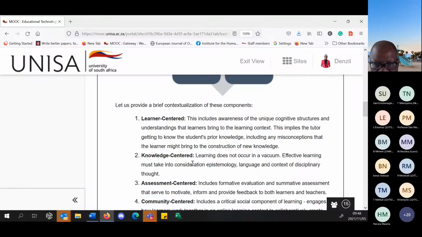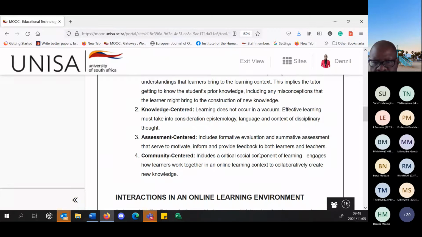Learner-centeredness implies the learner getting to know the content. If you have tutors or teaching assistants as part of the system, it means part of that student's prior knowledge as well. Knowledge-centered means the content, effective learning, making use of considerations of epistemology, language, and context of the discipline taught. Assessment-centered also means the kind of technology that we use to provide feedback to our students and educators.